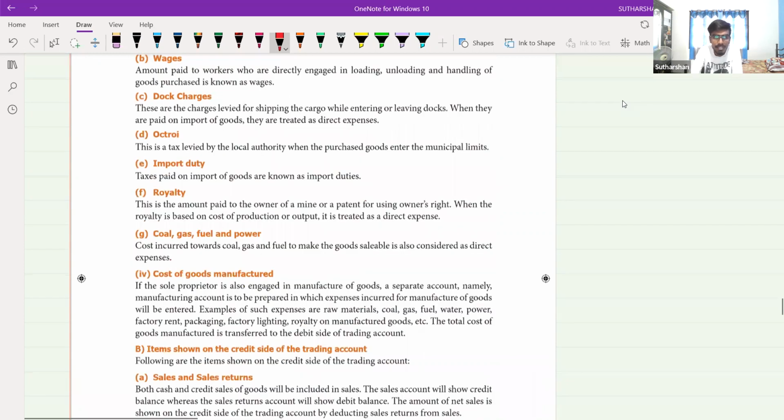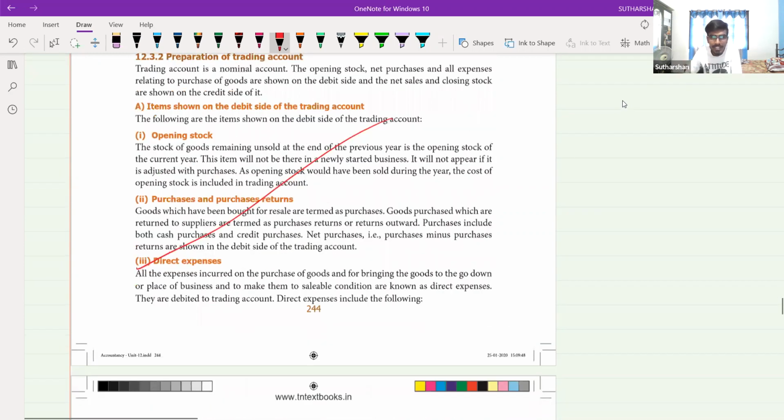Okay, இது எல்லாமே நீங்க ஏற்கனவே படிச்சதுதான். ஓகேவா? ஓப்பனிங் ஸ்டாக்னா என்ன? It is unsold stock at the end of the previous year. போன வருஷத்துல விற்காம இருக்க ஸ்டாக் தான் இந்த வருஷத்துல ஒரு ஓப்பனிங் ஸ்டாக்கா வரும் அப்படின்றத கான்செப்ட். ஓகேவா? இதெல்லாம் ஈஸியா அண்டர்ஸ்டாண்ட் பண்ணிக்கலாம். அதுதான் நான் சொன்னேன், that this item will not be there if it is a newly started business. புதுசா ஸ்டார்ட் பண்ற பிசினஸ்க்கு அந்த ஐட்டம் கிடையாது.